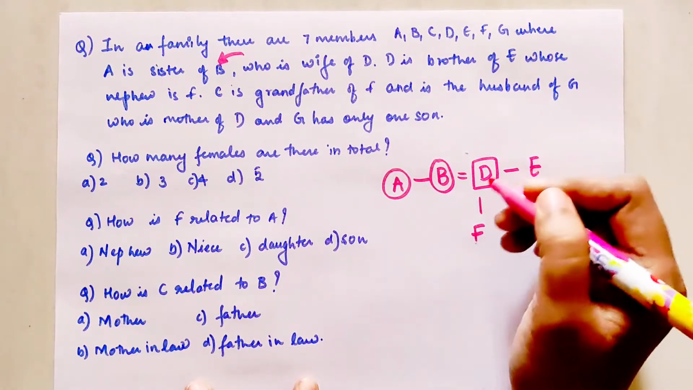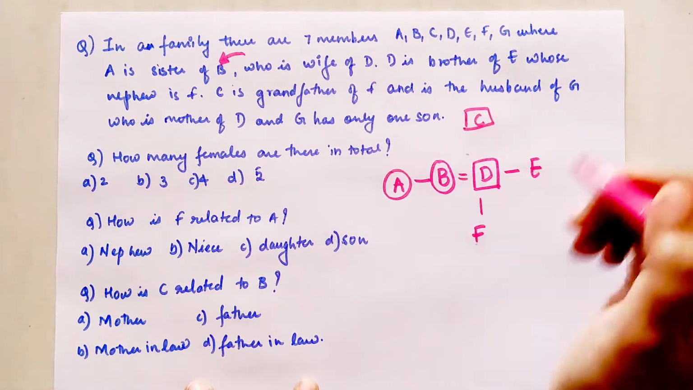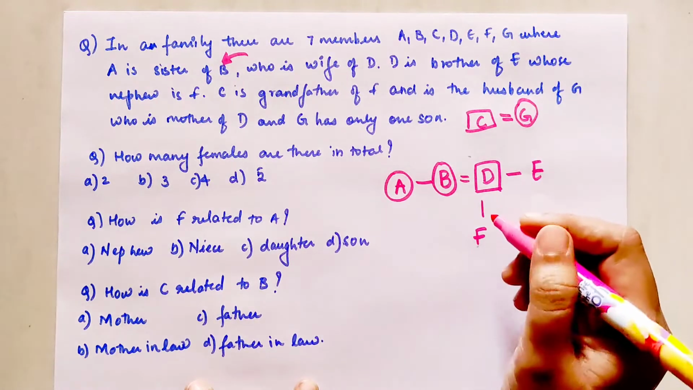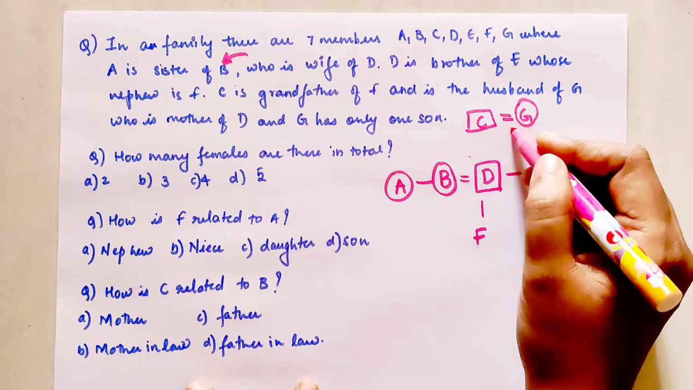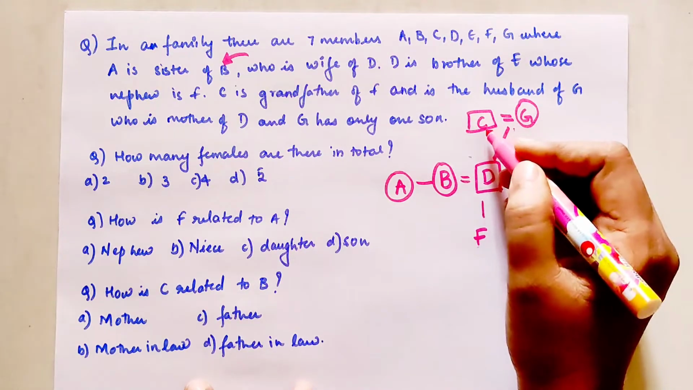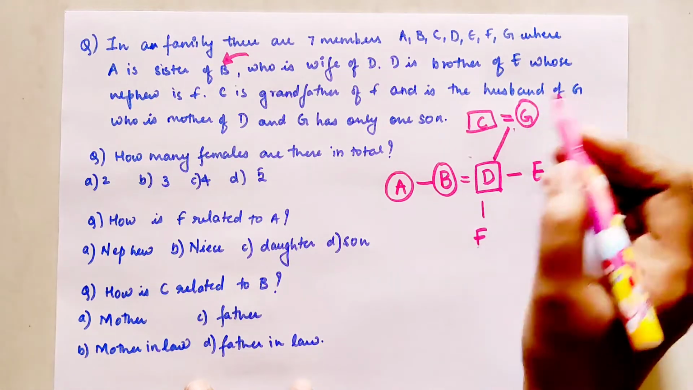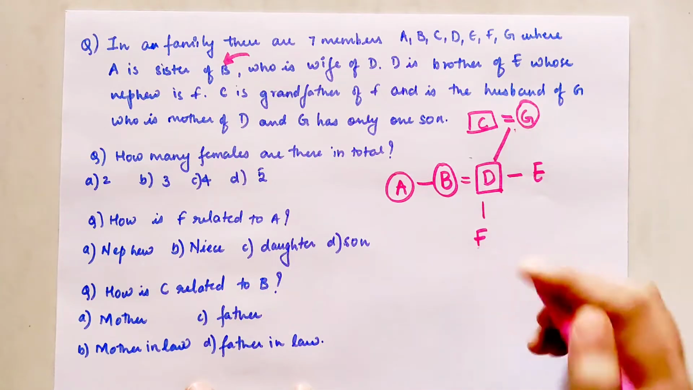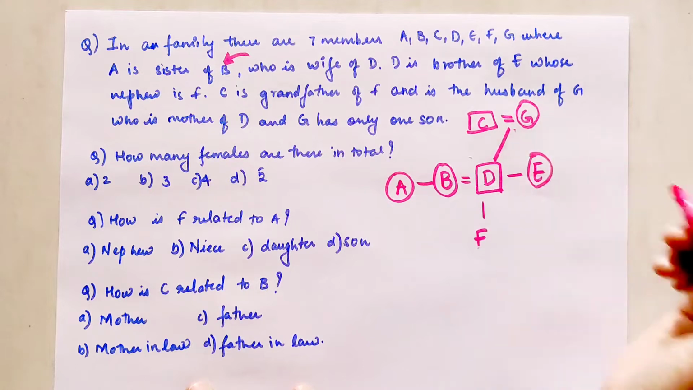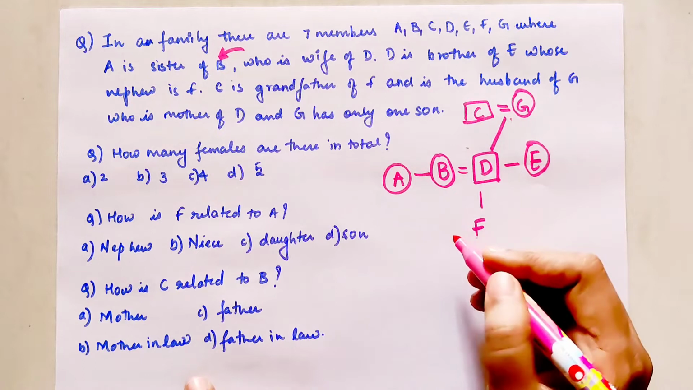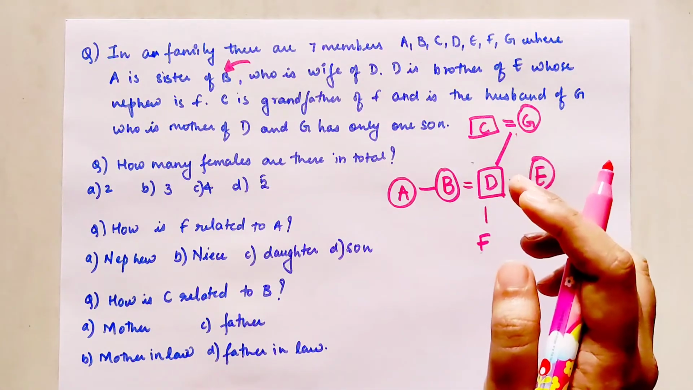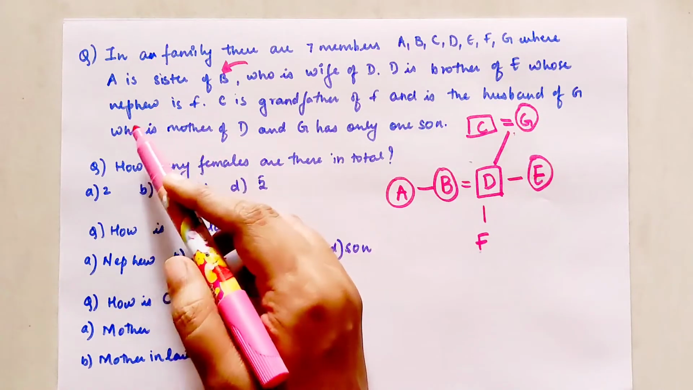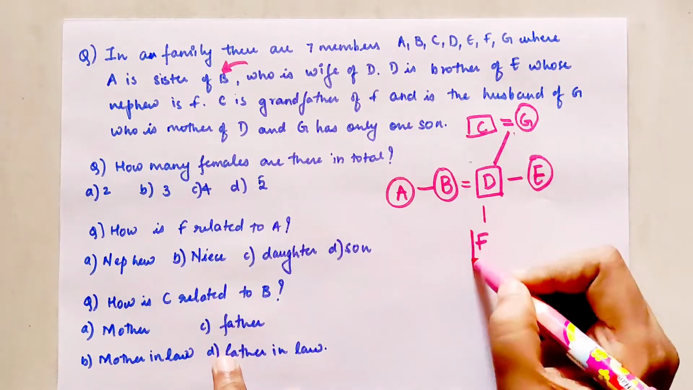And C is the grandfather of F, and is the husband of G. So now these people are married. Okay, and G is the mother of D. So now understand, here we didn't know whether F's grandfather is paternal or maternal, but now after coming to know that G is the mother of D, we know that C will be the paternal grandfather of F, and G has only one son. Okay, so now if this one is the only son, then E will be a female, correct? So now looking at this particular conversation, we come to know all of these details except for the gender of F, and actually the gender of F is also mentioned because he is a nephew, so here F is also a male.